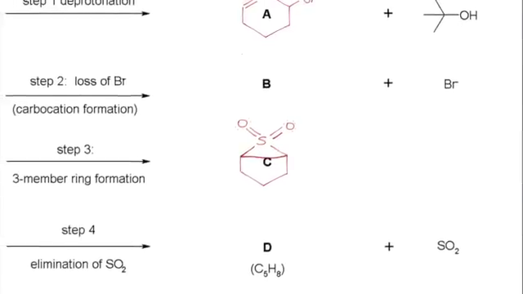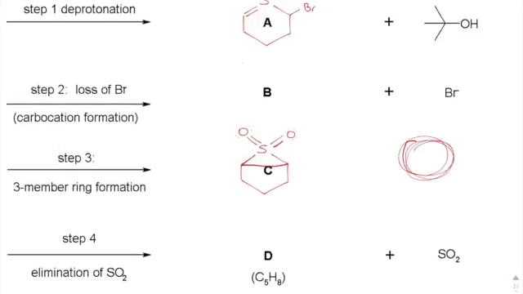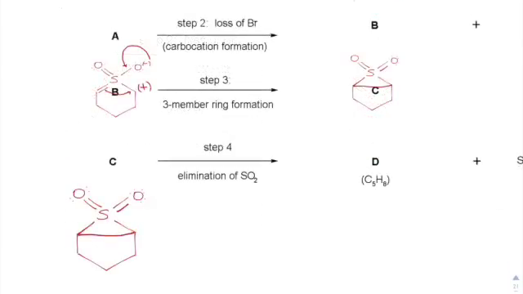And notice here that this is the step that does not have an additional compound, and that's because we stabilized the positive and negative charge that was in our B compound. So in the last step, we're going to be going over the elimination of SO2 from the C compound that we got from our last step in the 3-member ring formation.